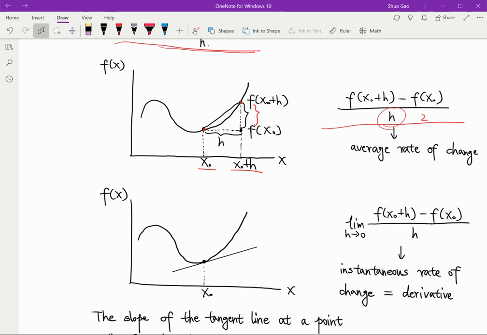And if we divide the difference between these two over h, this is the average rate of change of the function in this interval. And the value of this expression is just the slope of the segment here, the slope of this line.